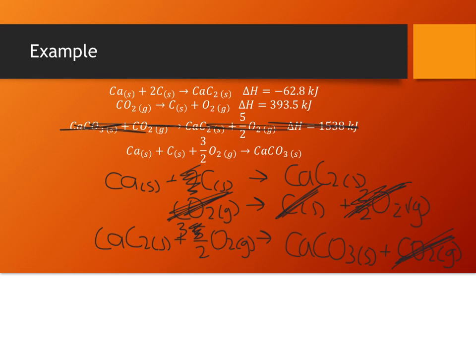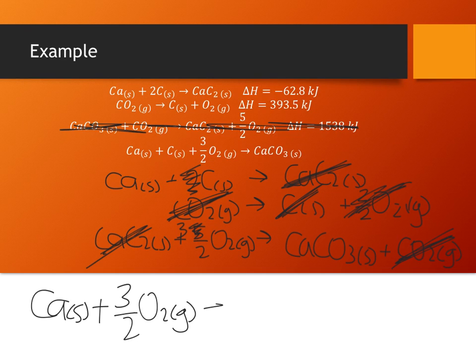And I don't think I can cancel anything else out. That means that when I add those together, calcium carbide, calcium carbide, that means I will get calcium plus 3 halves O2 produce, so calcium, 3 halves O2, produce calcium carbonate. So that shows that our equation does actually balance out. I'm going to let you write that down real quick, and then we'll deal with the enthalpy. So give me just a second. Actually, I can do it up here.